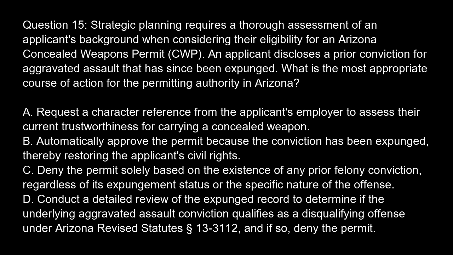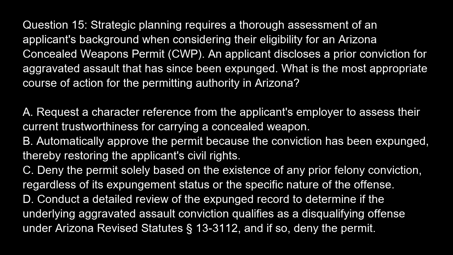Option A. Request a character reference from the applicant's employer to assess their current trustworthiness for carrying a concealed weapon. Option B. Automatically approve the permit because the conviction has been expunged, thereby restoring the applicant's civil rights. Option C. Deny the permit solely based on the existence of any prior felony conviction, regardless of its expungement status or the specific nature of the offense.